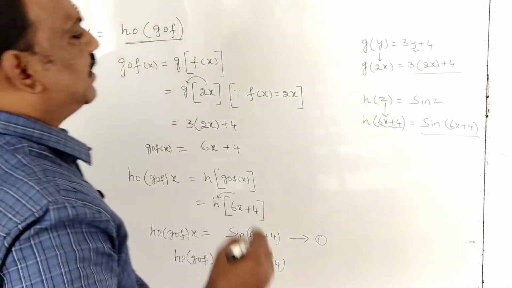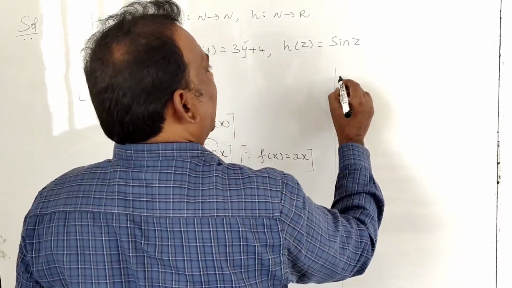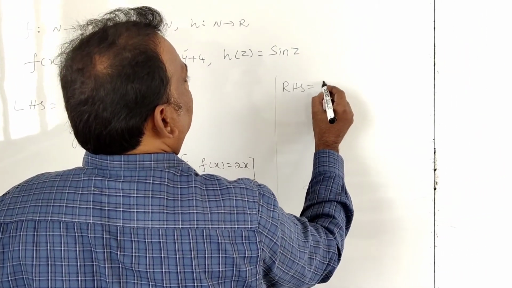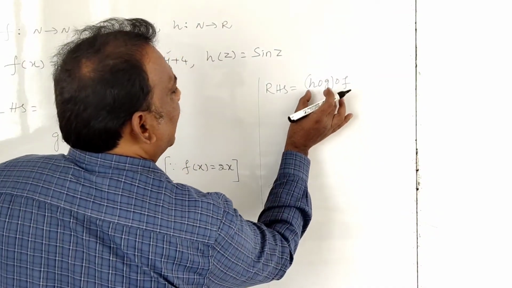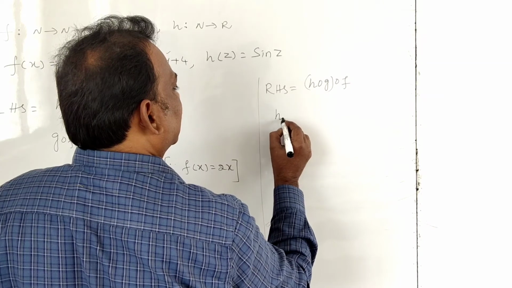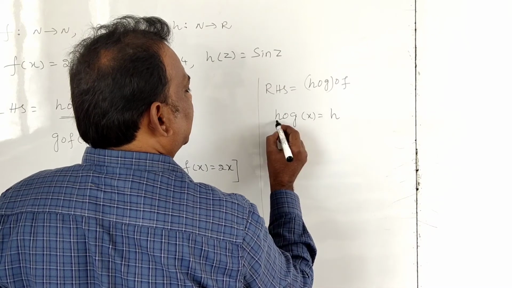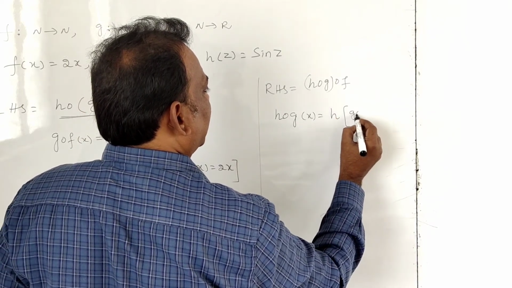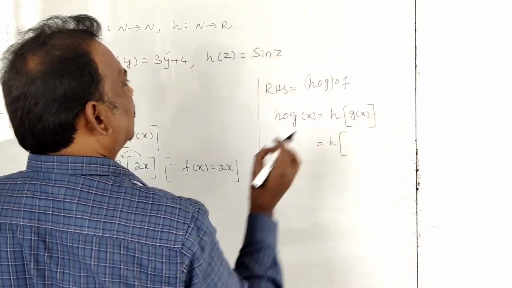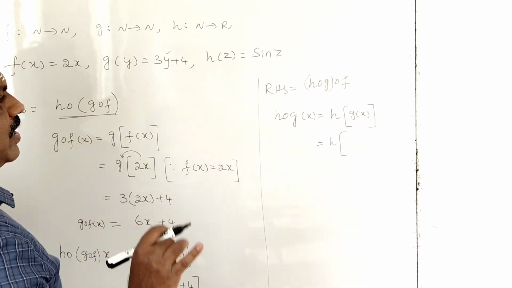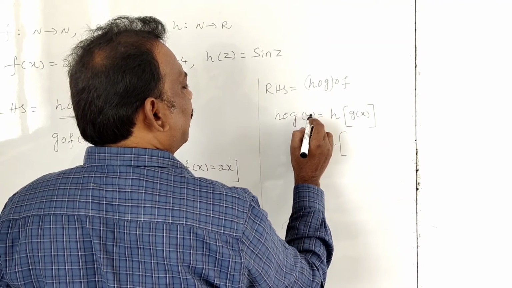Now we will check the right hand side. What is the right hand side? See, students, we have the right hand side h circle g circle f. So in the bracket position we have h circle g of x. Your formula is h circle, and in the bracket place g of x. So what is g of x? But see, students, here it is given in terms of y. That's why you take here h circle g of y.